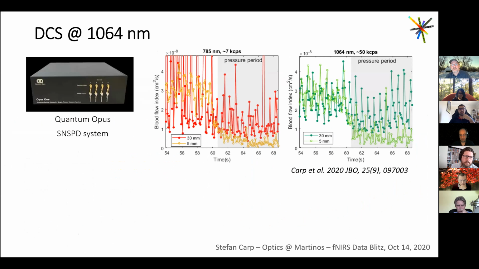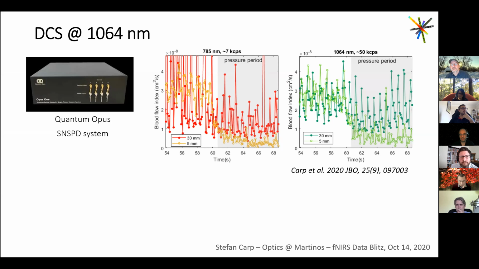So to test the best 1064 can do, we borrowed an excellent detector, a superconducting nanowire single photon detector from Quantum Opus, to take some comparative measurements. This is from a paper recently published by us in the Journal of Biomedical Optics. These are measurements on my own forehead at 5 and 30 millimeter separation at 785 and 1064. In both cases, the detector was the nanowire to make the detection efficiency fairly similar. I have to admit it was 90% at 1064 and probably 70-something percent at 785.